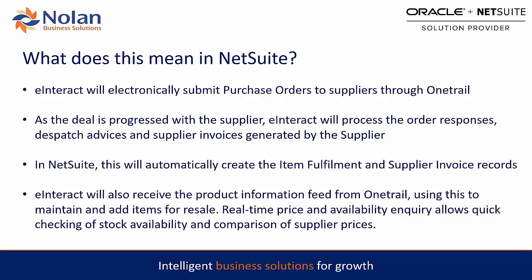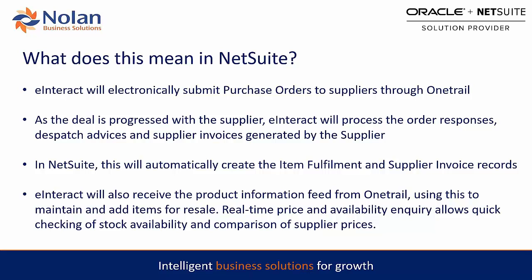Some of the benefits to you. If you've got NetSuite, eInteract will electronically submit purchase orders created in NetSuite to suppliers. There's a list of suppliers that OneTrail is linked to. So instead of you having to submit it via email or send it in the post, they will receive a copy of the purchase order through EDI within a matter of minutes from it being created in NetSuite.